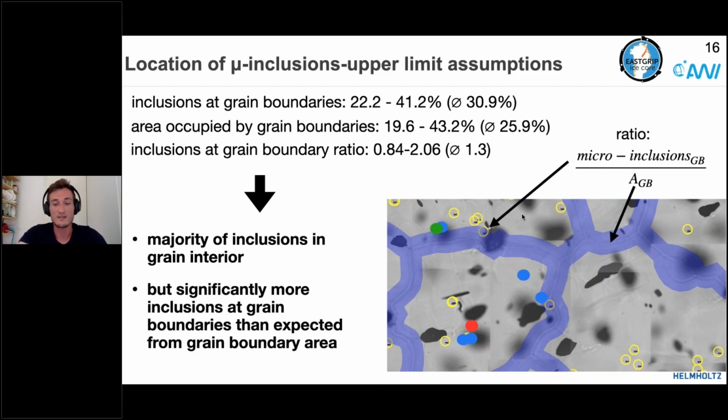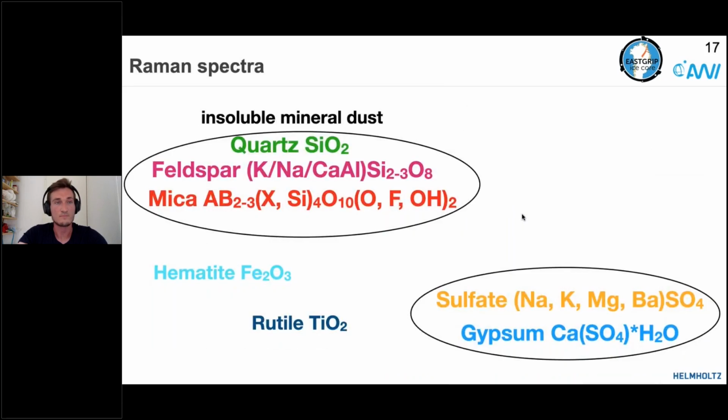This is one of the big debates in impurity localization research in ice. Where are those inclusions? And grain boundaries are, of course, one of the main areas they are expected to be.